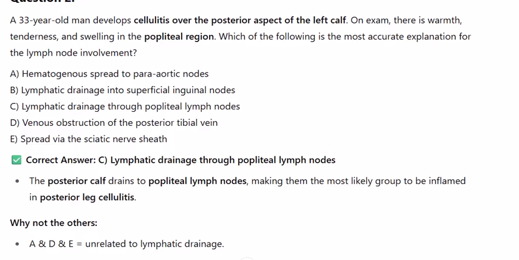C. Lymphatic drainage through popliteal lymph nodes. D. Venous obstruction of the posterior tibial vein. E. Spread via the sciatic nerve sheath. Correct answer C. Lymphatic drainage through popliteal lymph nodes.